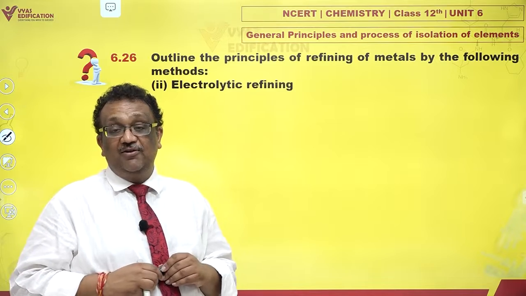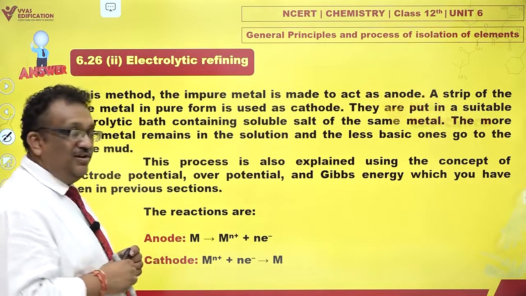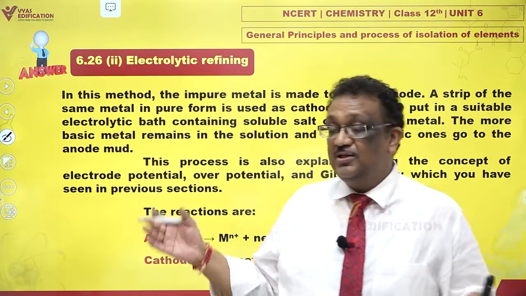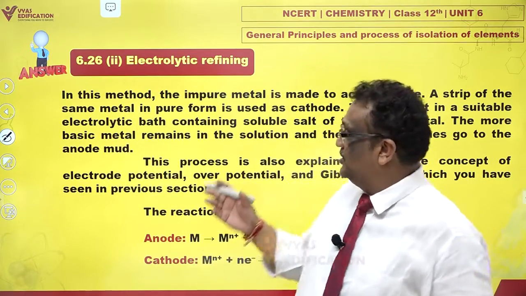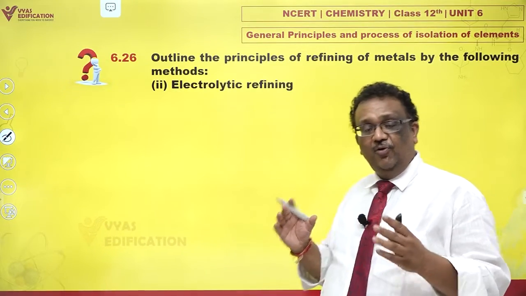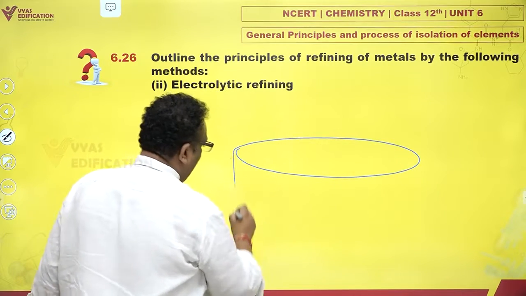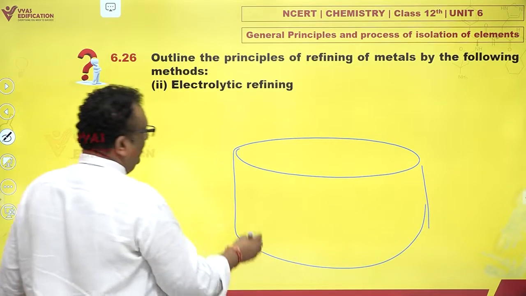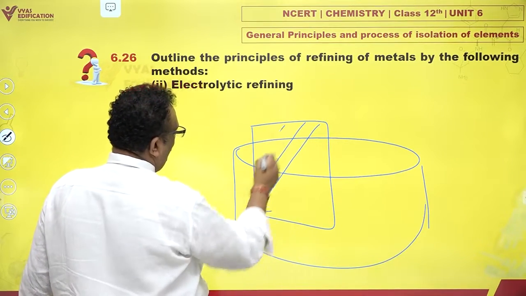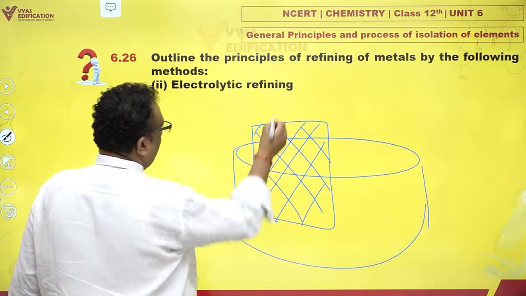Then we have electrolytic refining. How is electrolytic refining done? Well, it is done very beautifully. First of all, you have to choose electrolyte, anode and cathode, and this is how electrorefining is done. I'll give you an example, electrorefining of copper. In that case, you take a huge tank and you take a huge block of copper, and that huge block of copper functions as an anode.